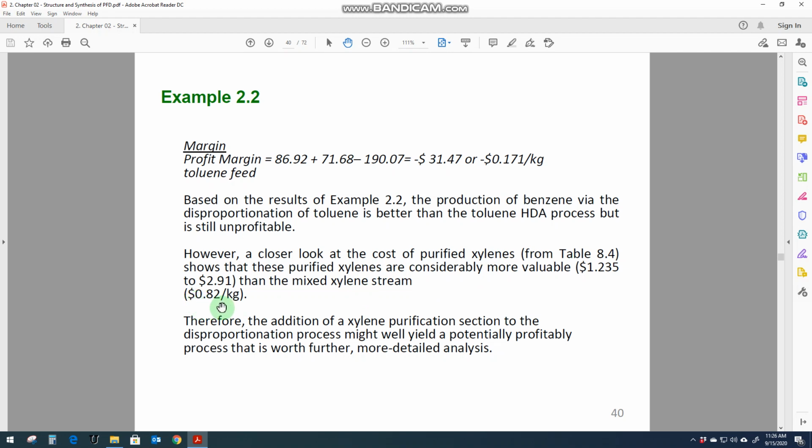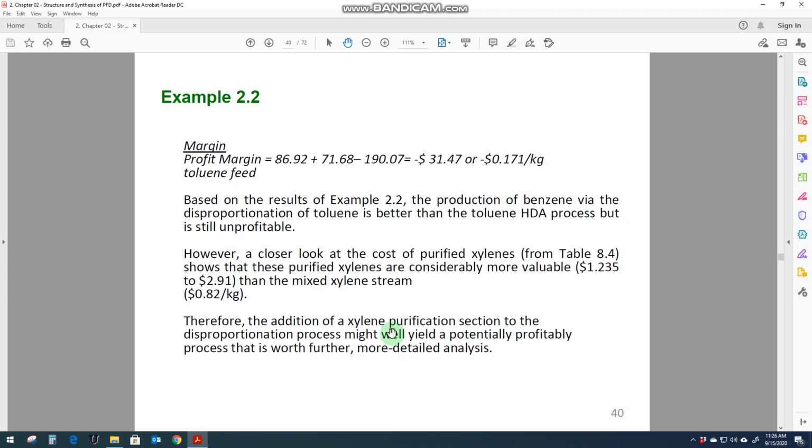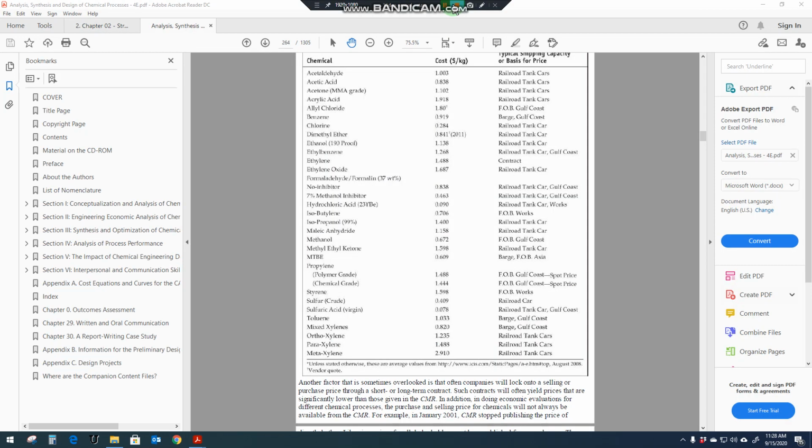per kg, but if somehow we can convert that mixed xylene into some purified xylene, in terms of metaxylene or some orthoxylene, then the value of this product is much higher than the mixed xylene. So this is the thing that we will see here. Now here we can see that the mixed xylene will cost you $0.8200 per kg. However, if we can convert that mixed xylene into orthoxylene or some metaxylene, then the cost of this one is very much higher than the mixed xylene.